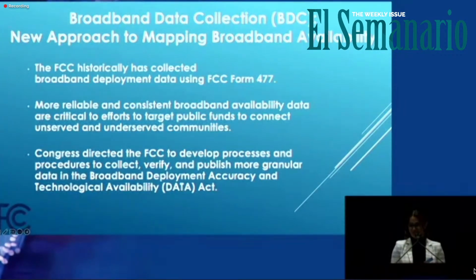We knew we had to do better. Congress directed us to do better. So the Broadband Data Act was passed in 2020, and it directed the FCC to establish a new broadband data collection, which is far more granular. So now we are actually going location by location, literally structure by structure, and mapping availability that way.